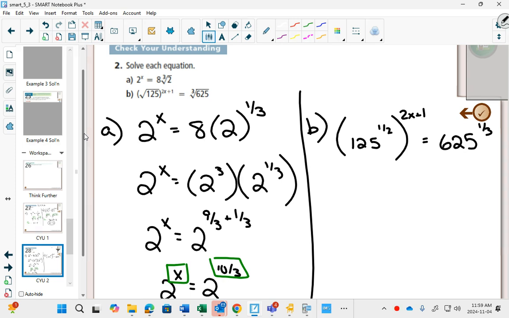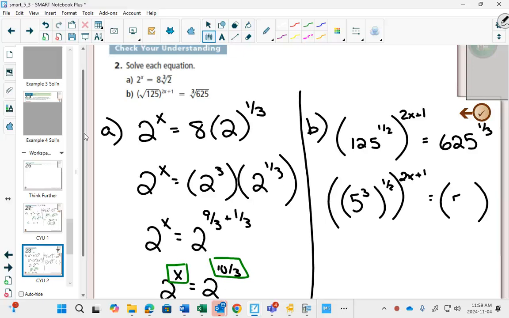First of all, I just changed my radicals to exponents. Next, I see 125 and I see 625. Are they on the same column? They're powers of 5. So I take 125, put it in brackets, change it to 5 cubed. That means I'd still have the half there, and I'd still have these brackets with the 2x plus 1. The 625, that's 5 to the 4. And I'd still have the 1/3.